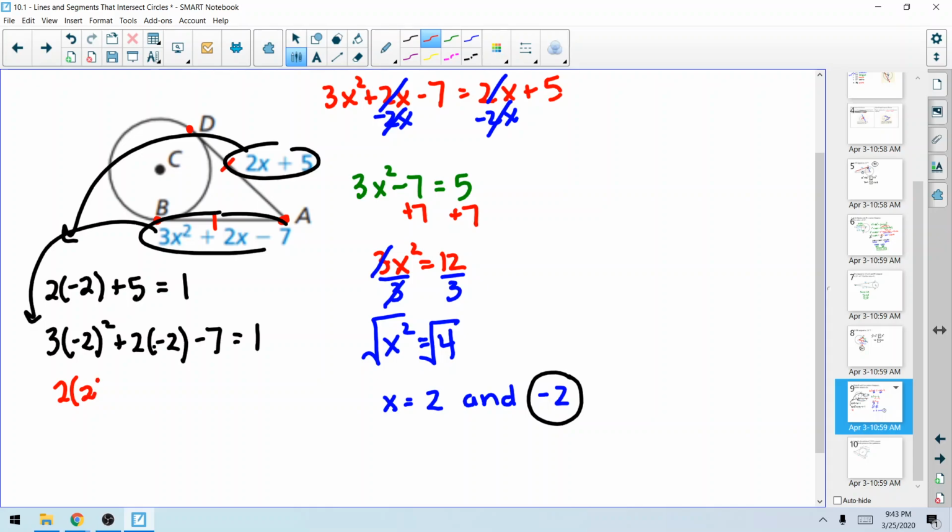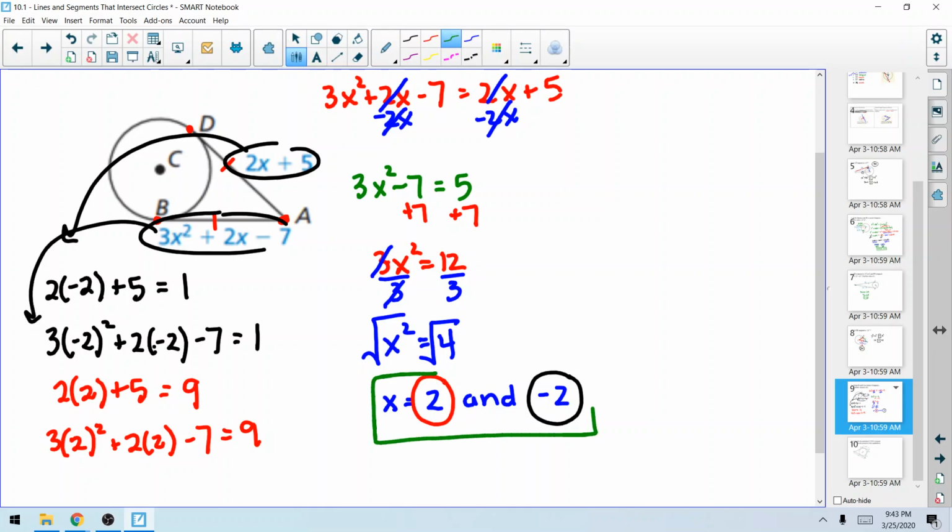Okay. If x is 2, let's try if x is 2. 2 times 2 plus 5 is 5, 6, 7, 9. Okay, well I can have a distance of 9. And then 3 times 2 squared plus 2 times 2 minus 7. 12, 13, 14, 15, 16 minus 7. Also 9. So this one has 2 values for x. You would have to report both of them to me, because when you substitute them back in, we get positive distances. So both 2 and negative 2 work.